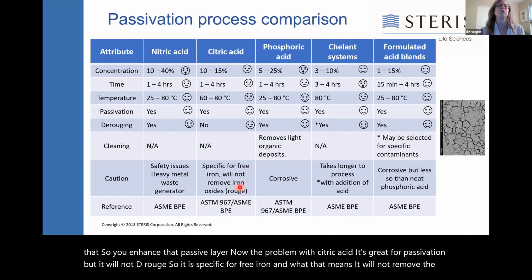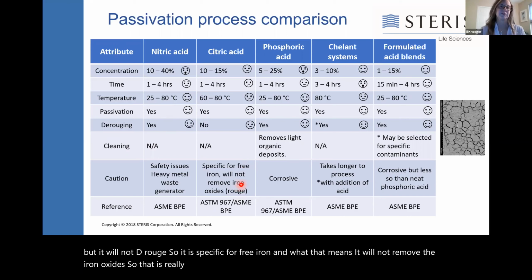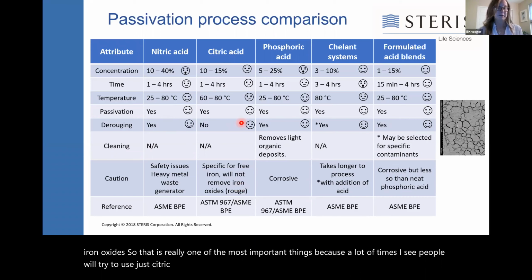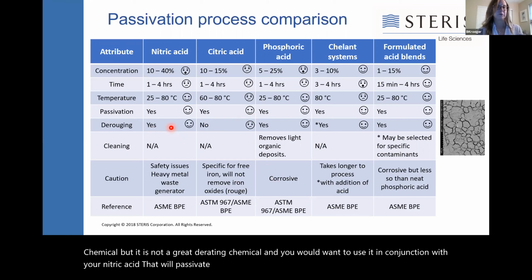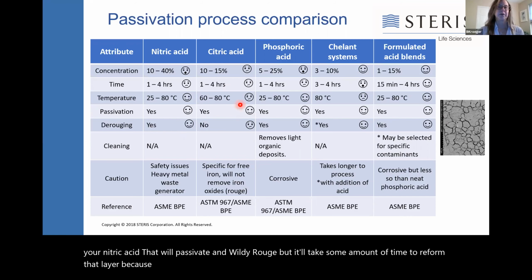That is really one of the most important things, because a lot of times I see people try to use just citric acid alone. Citric acid is a great passivation chemical, but it is not a great derouging chemical. You would want to use it in conjunction with your nitric acid, which will passivate and derouge, but it'll take some amount of time to reform that layer because you've stripped everything. So you would want to add a passivation treatment on top of that.